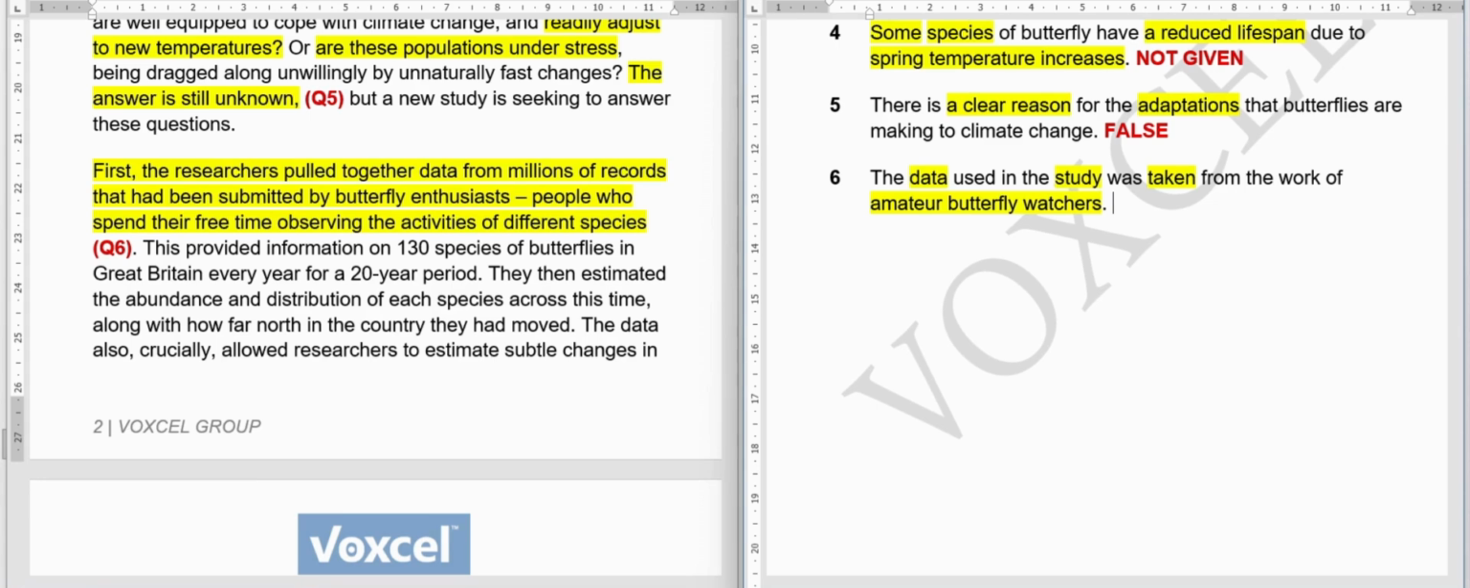Okay, time's up, and I'm going to write the answer now, and the answer is true. I hope everybody figured out the correct answer, because I already told you what this particular word amateur means, and they have just paraphrased. So they have said butterfly enthusiasts, and they have written who these people are: people who spend their free time observing the activities of different species. Meaning they are spending their free time, it's like their hobby. They are not professionals. So the answer is true. I hope it is clear.